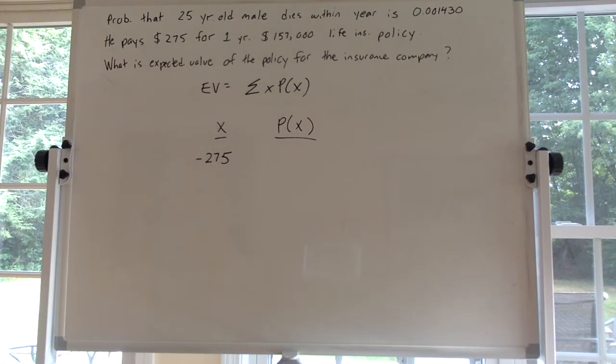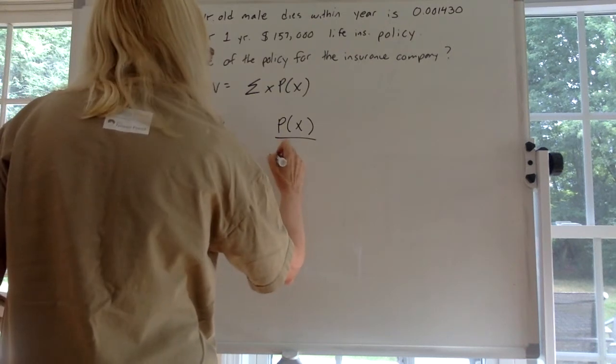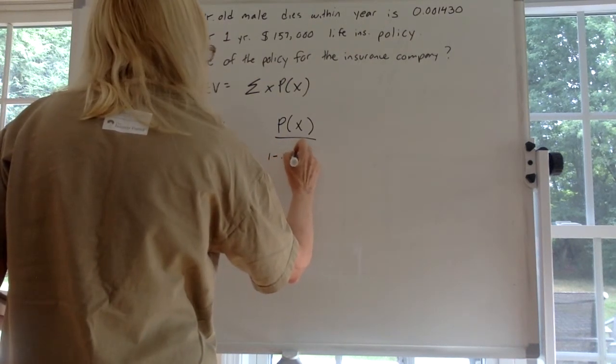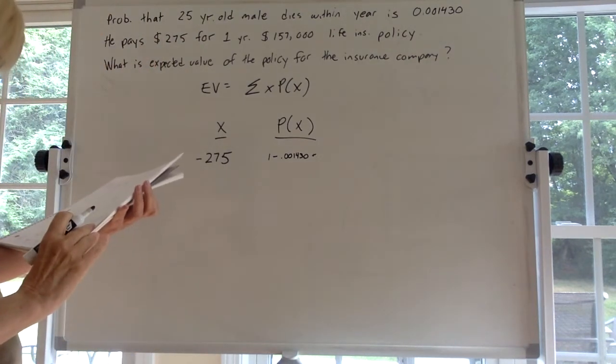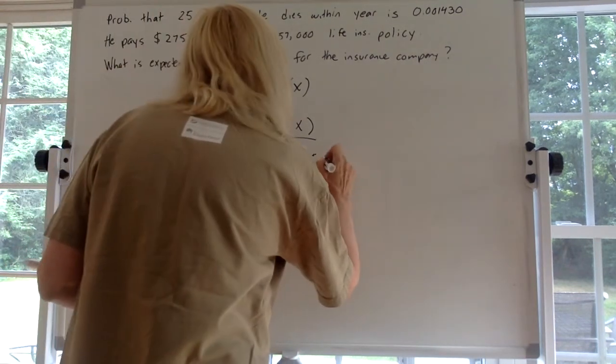So what's the probability that he lives? Well, they gave us the probability that he dies. So the probability that he lives is 1 minus the probability that he dies, right? So that's equal to 0.99857.